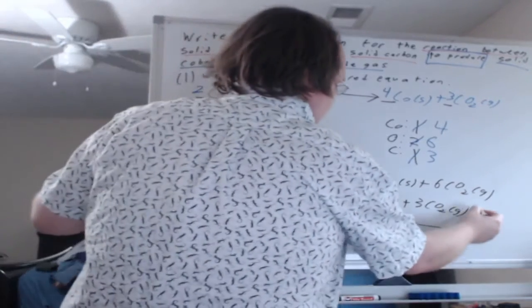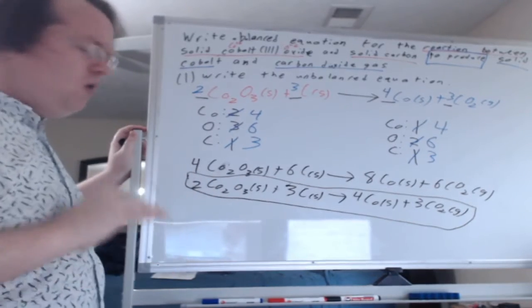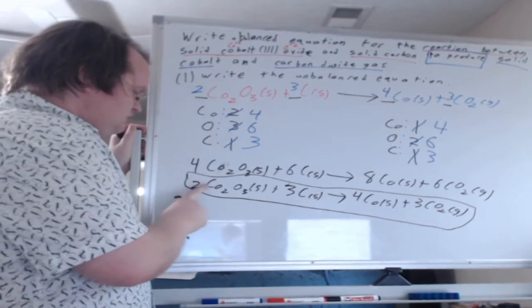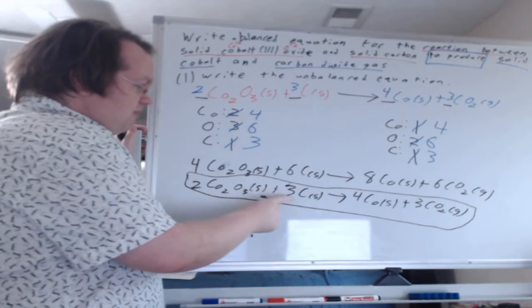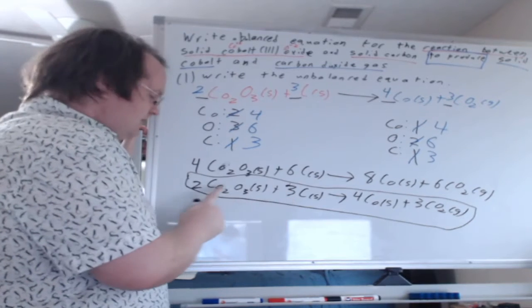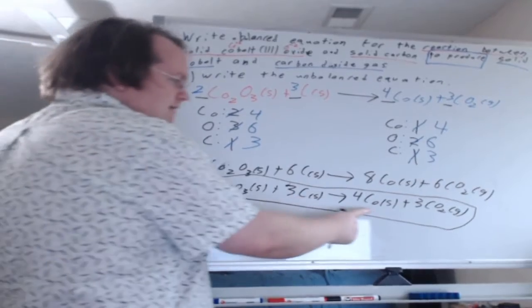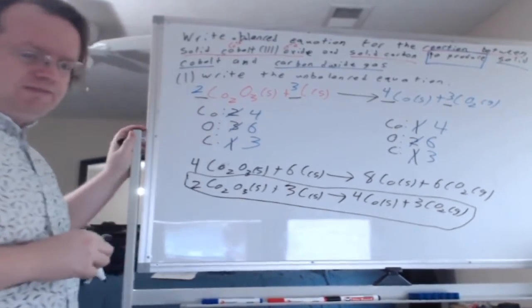This is the balanced chemical equation. So what does that equation actually mean? What it means is every time I do a reaction, I'm going to need 2 atoms, or 2 molecules, of cobalt(III) oxide. I'm going to need 3 carbon atoms. And if I do that reaction once, I'm going to use up 2 of these and 3 of these, and I'm going to make 4 cobalt atoms and 3 carbon dioxide molecules.